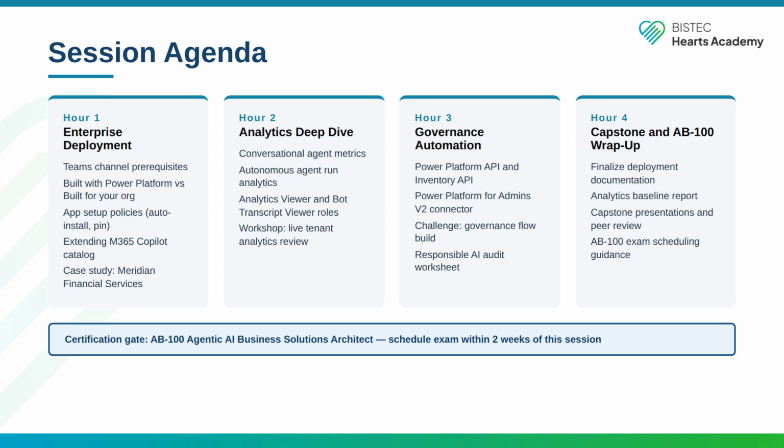Hour 3 is hands-on governance automation. You will build a Power Automate flow that calls the Power Platform API to enumerate agents and flag governance gaps. You will also start the responsible AI audit worksheet. Hour 4 is presentations. You wrap your Capstone package and present it to the group for peer feedback.